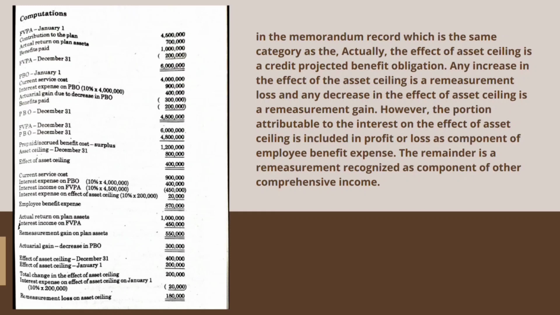So in the memorandum record, which is the same category as the actual return on plan assets, is a credit to the projected benefit obligation. Any increase in the effect of the asset ceiling is remeasurement loss. Any decrease in the effect of the asset ceiling is remeasurement gain. However, the portion attributable to the interest on the effect of the asset ceiling is included in profit or loss as a component of employee benefit expense. The remainder is the remeasurement recognized as a component of other comprehensive income.